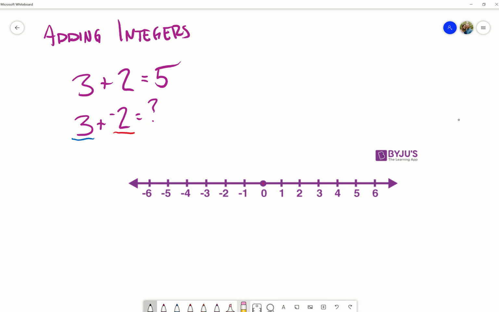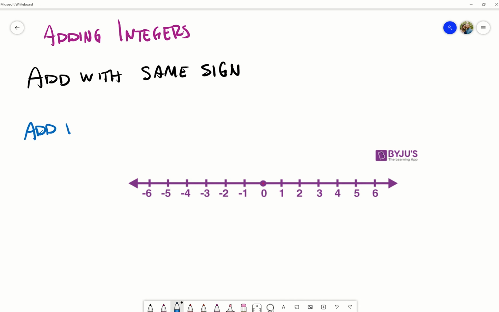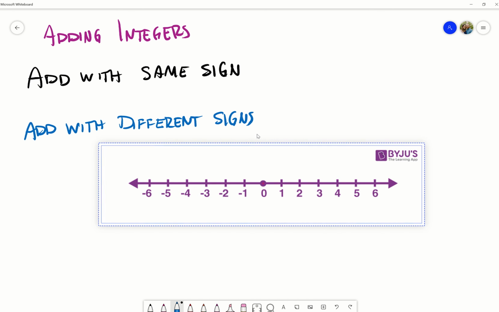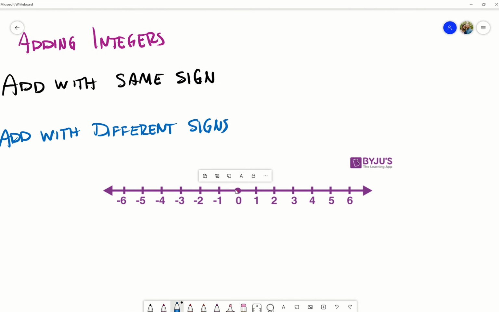Okay, so as we go through here, there are 2 ways that we can see adding integers. We can add with the same sign, meaning both of our numbers are positive or both of our numbers are negative, or we could add with different signs. So those are the 2 ways that we're going to see integers, adding with the same sign and then adding with different signs.